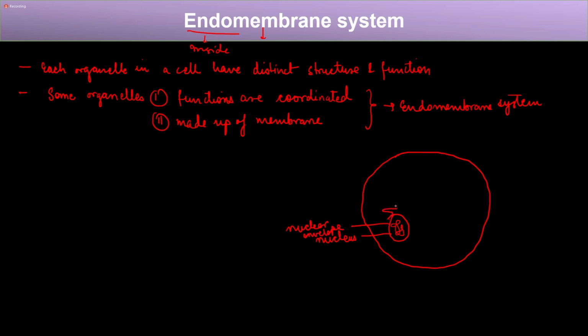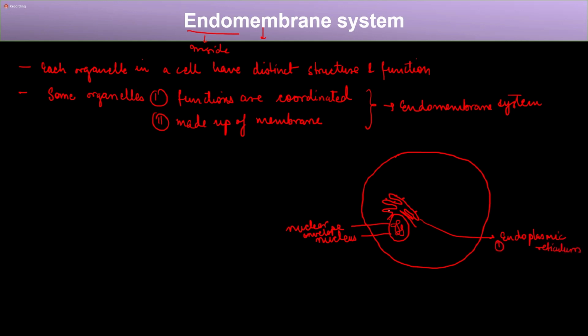There is one structure that looks something like this, and it has ribosomes attached to it. You remember the structure. What is this structure? This is called the endoplasmic reticulum. And since it has ribosomes attached to it, it is called rough endoplasmic reticulum. That will come later, but for now it is called the endoplasmic reticulum.